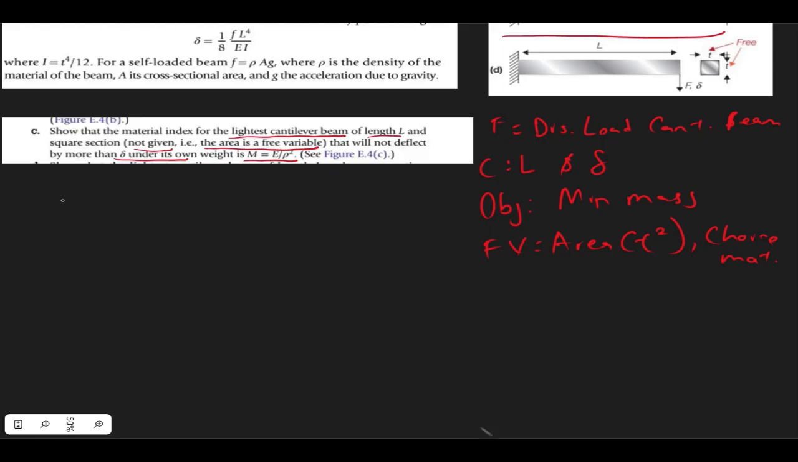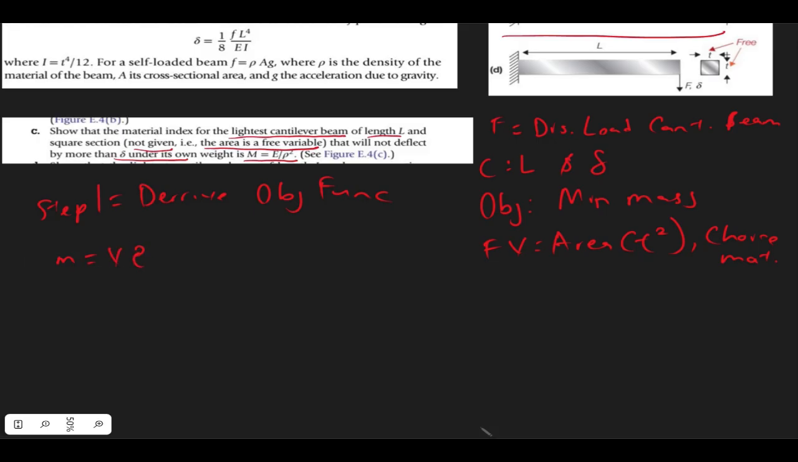Step 1 is to derive the objective function. That's the first step that we are trying to follow. First, we now know that our objective function is mass. So mass m is equal to what?